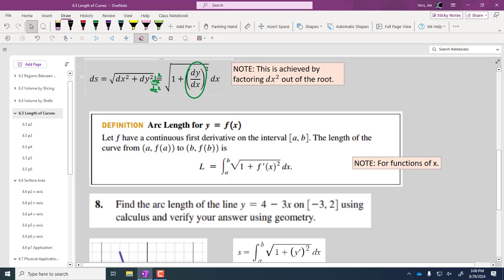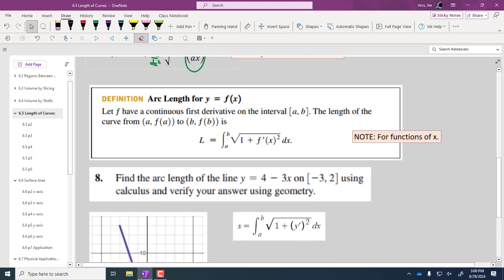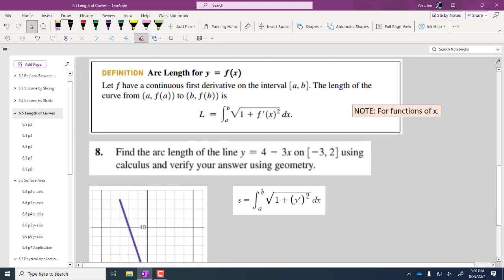So you can write dy/dx as y prime. I write it as y prime usually because it's less work than writing it as f prime of x. You can write it as f prime of x. You can write it as y prime. You can leave it as dy/dx, whatever you want. Doesn't matter. Three different notations for the same thing. That's what we do in math. So that is our arc length formula. So arc length formula, we integrate the square root of 1 plus the derivative squared.